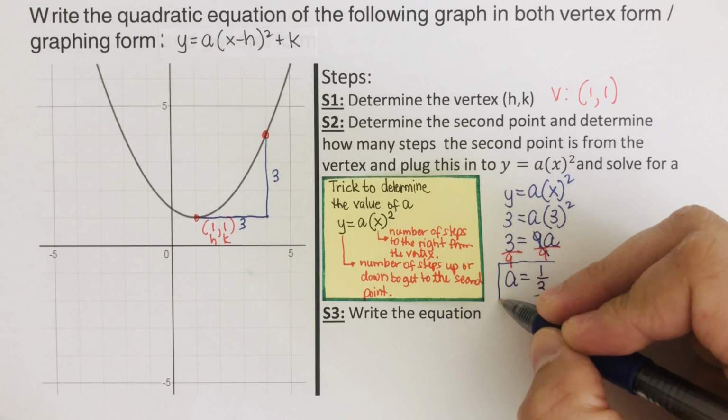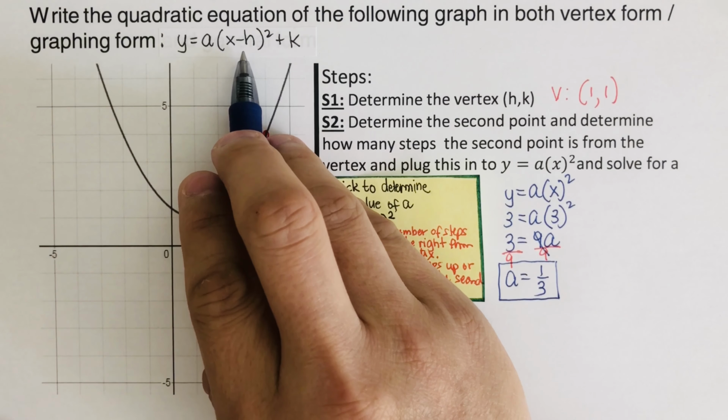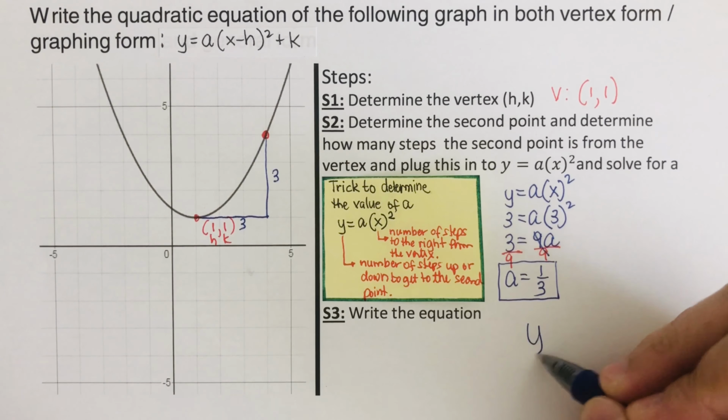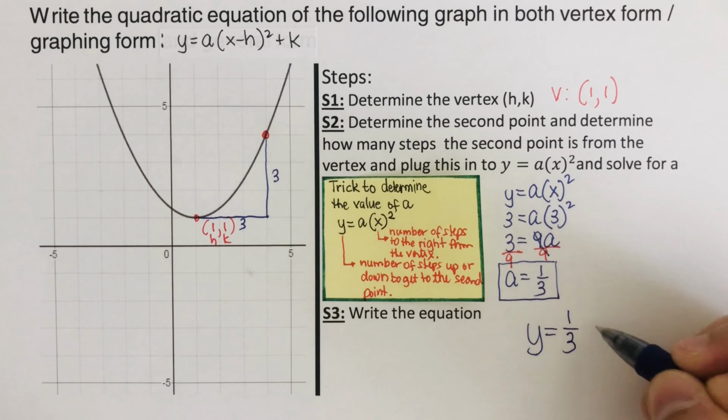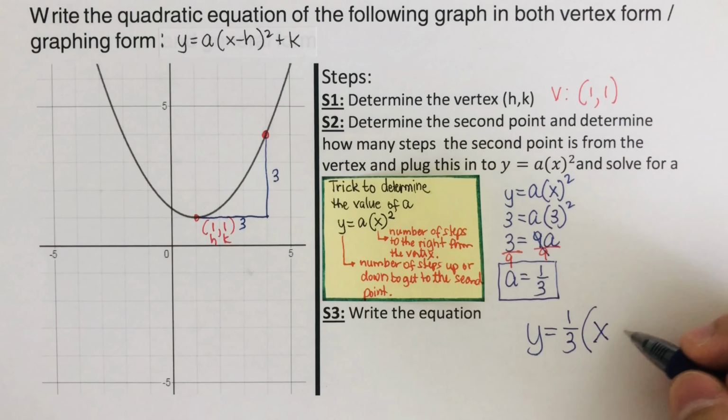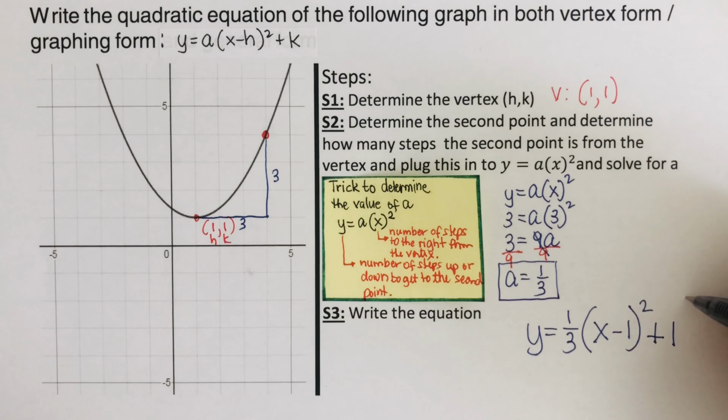So that's our a. So then from here, we're supposed to write the graphing form. So that is y is equal to 1/3 and then x, switch the sign of this since that's a positive. So just put it as x minus 1 squared. And then that's a plus 1. Did you get the same answer as this?